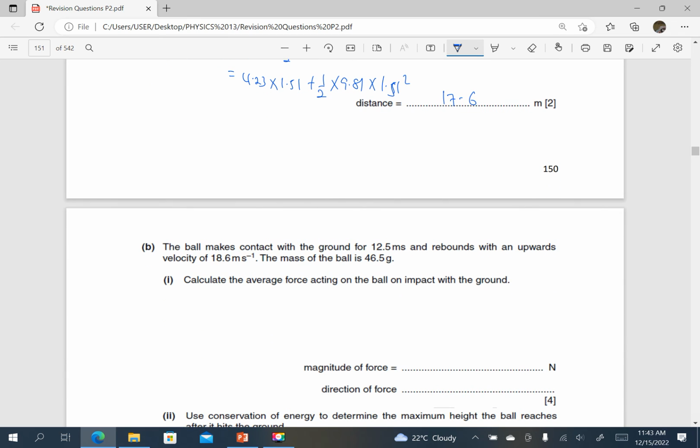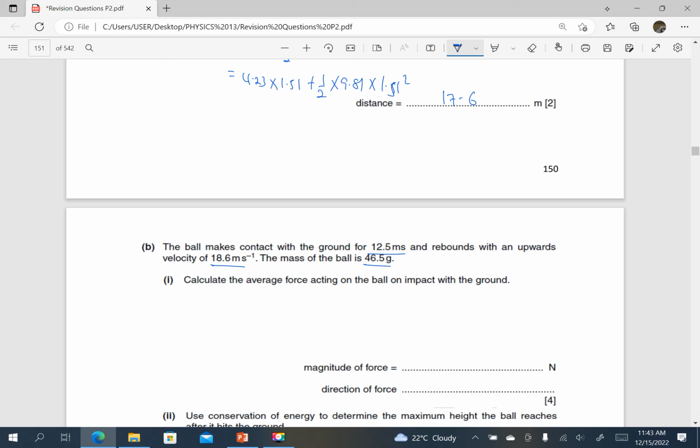The ball makes contact with the ground for 12.5 milliseconds and rebounds with an upward velocity of 18.6 meters per second. The mass of the ball is 46.5 grams. Calculate the average force acting on the ball on impact with the ground. Average force.